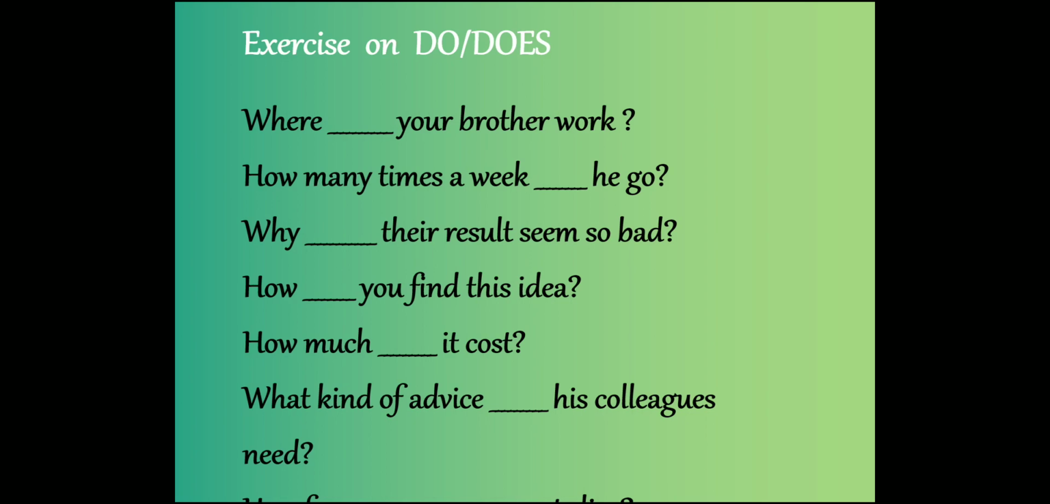"Why dash their result seem so bad," right? Then here there will be a confusion: their, which means a plural one, and result is a singular one. What is our subject then? Should we take do or does, right?